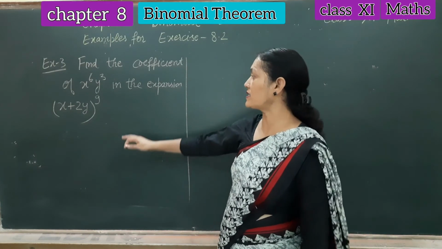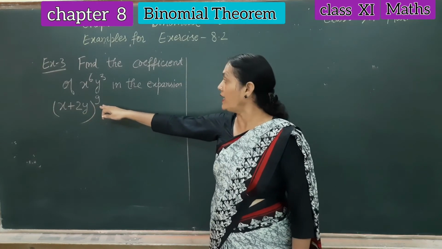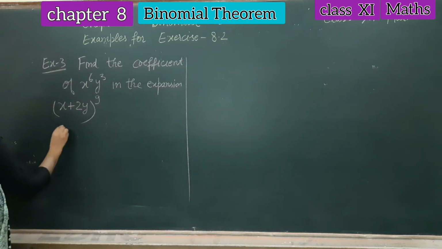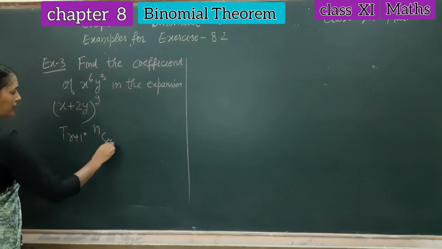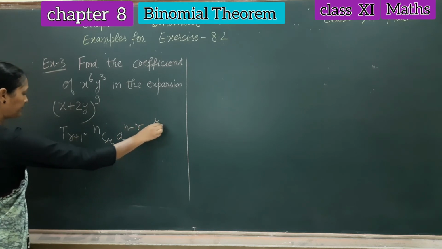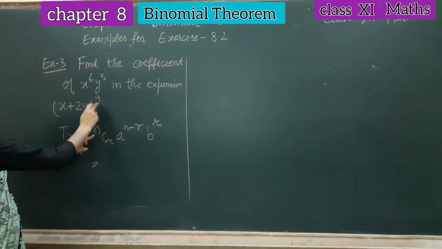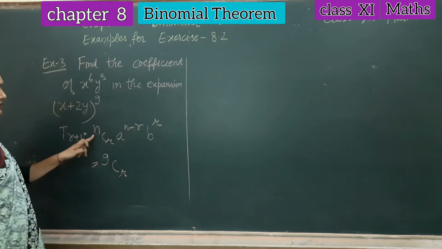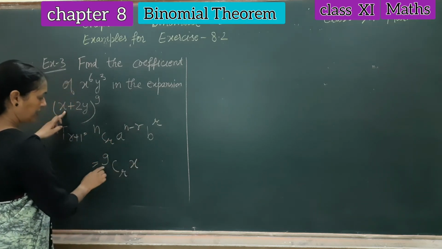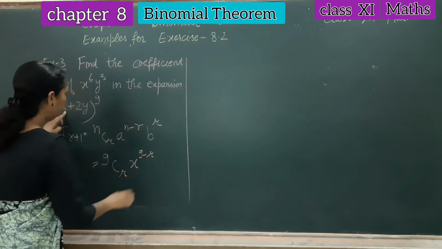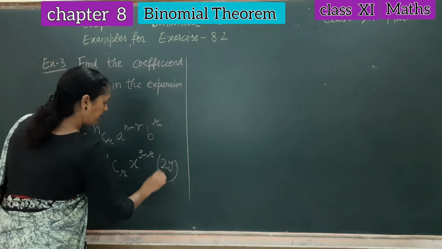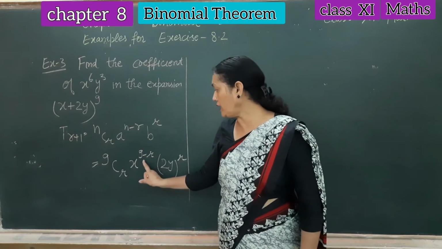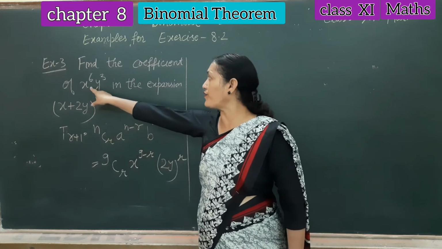In the next example, they have given us an expression (x + 2y)^9, and they are asking us to find the coefficient of this particular term. If we write the general term, we write nCr a^(n−r) b^r. Here n means 9, C, now r is not decided so we are keeping it r. a means x, (9 − r), b is 2y to the power r. Now, what we have to do is decide the value of r so that this term gives the coefficient of the required term.